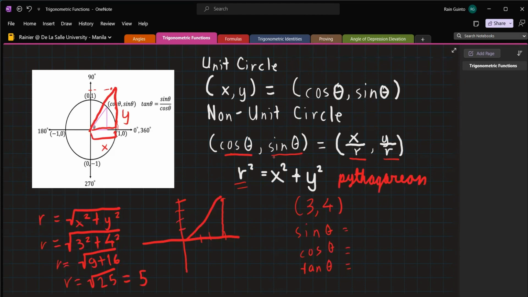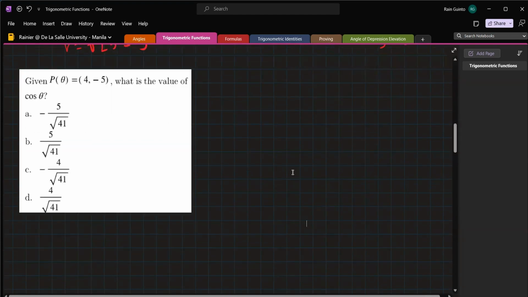The sine is equal to y over r. Our y is equal to 4 from this point, because it should be the y coordinate. So 4 over 5. And cosine theta is x over r. Our x is equal to 3 from here, 3 over 5. And if you divide this, you would notice that the tangent is equal to 4 over 3, because we just divide 4/5 over 3/5. You can simplify this into 4/3. So that's it.